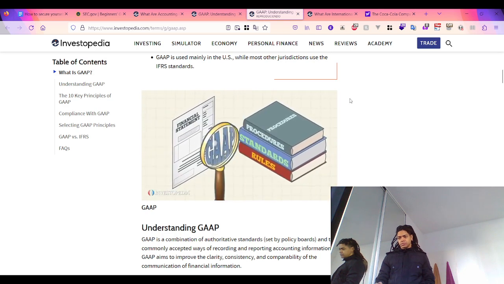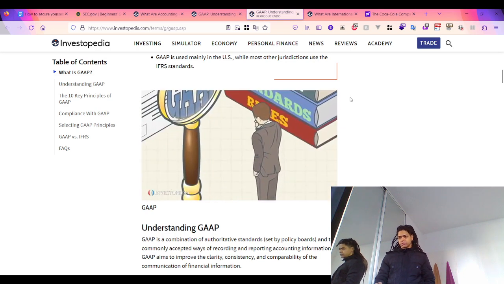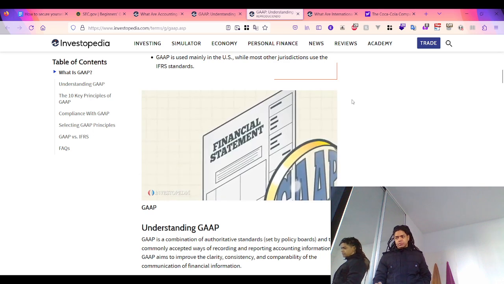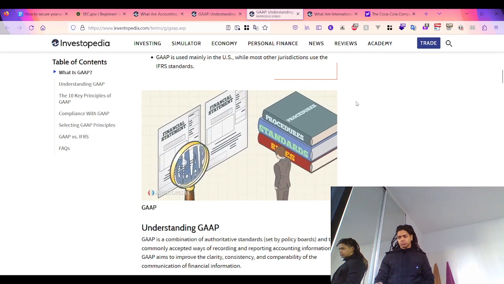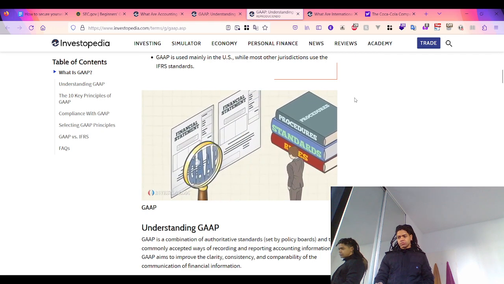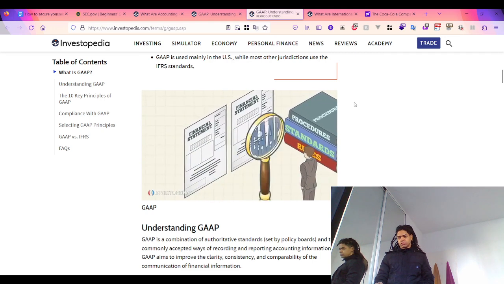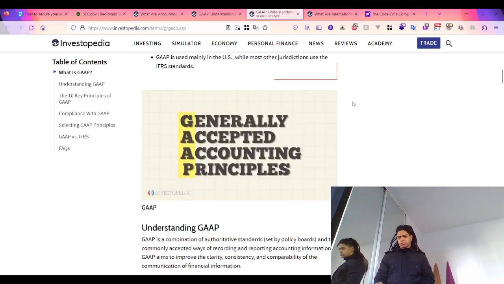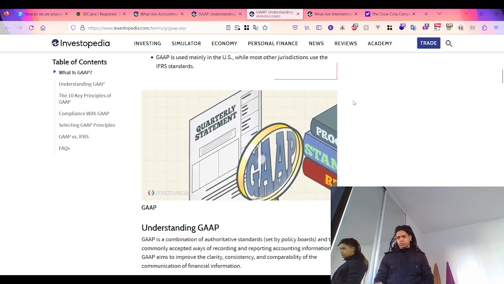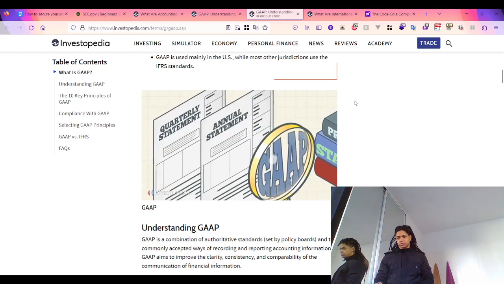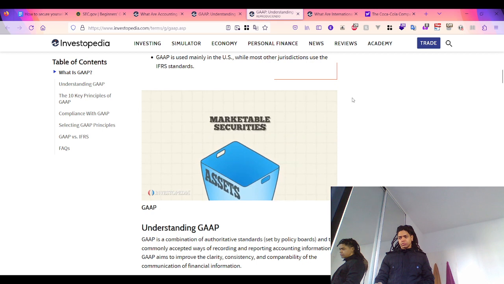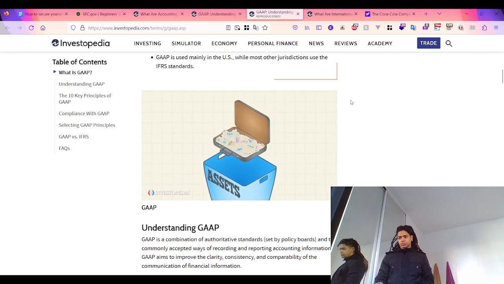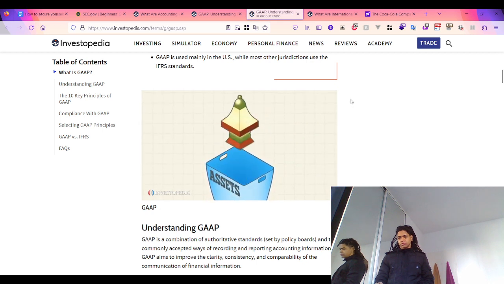GAAP principles are supposed to give investors confidence in the accuracy of a company's financial statements and help investors accurately compare one company's financial statements to another's, especially when those companies are in the same industry. Some examples of GAAP being used include how quarterly financial statements are prepared in the same manner as annual financial statements, and how current assets should include cash, marketable securities, accounts and notes receivable, unearned income, inventory, and prepaid expenses.